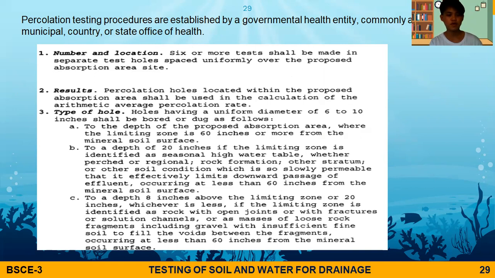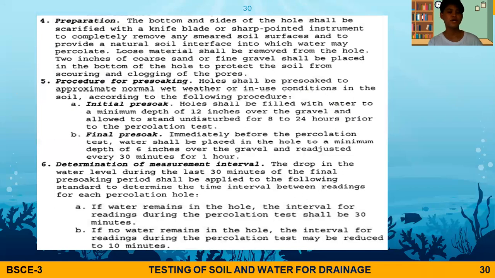Number 3 is the type of hole. Holes having a uniform diameter of 6 to 10 inches shall be bored or dug as follows. Number 4 is the preparation. Number 5 is the procedure for pre-soaking, and there are two conditions of soil according to the following procedures.